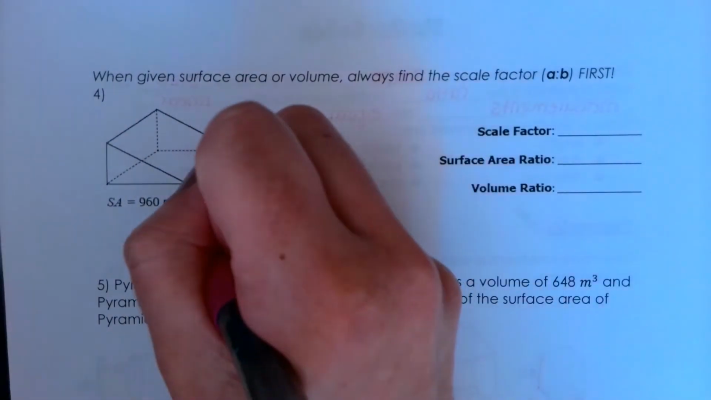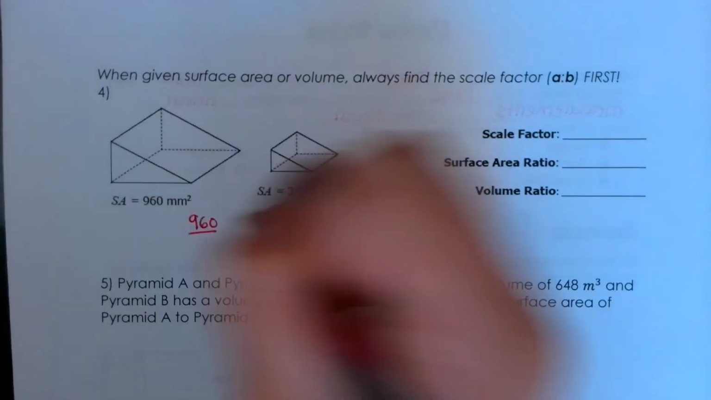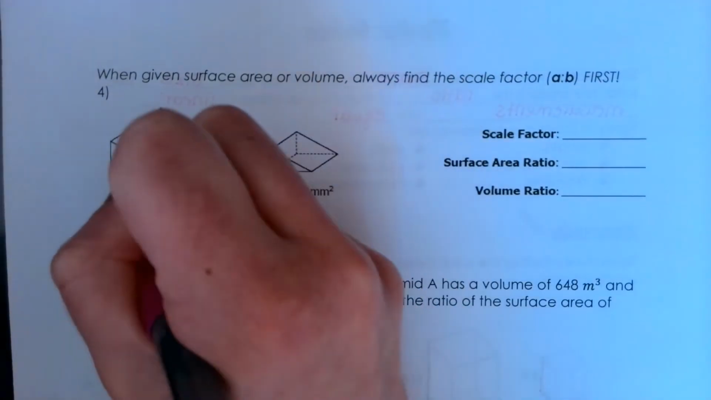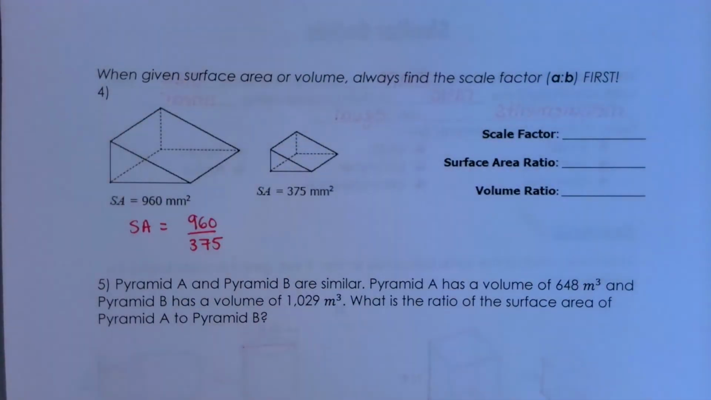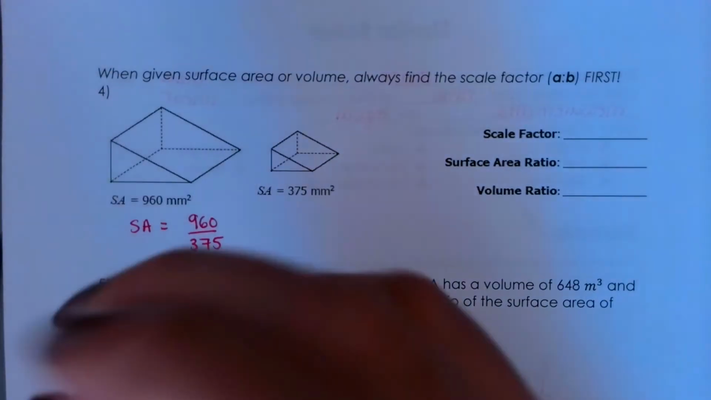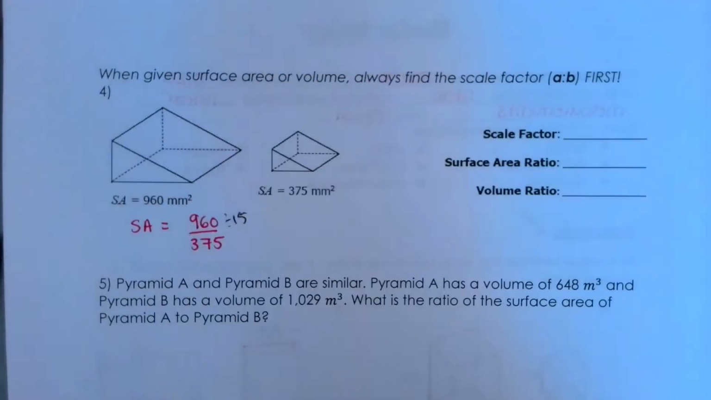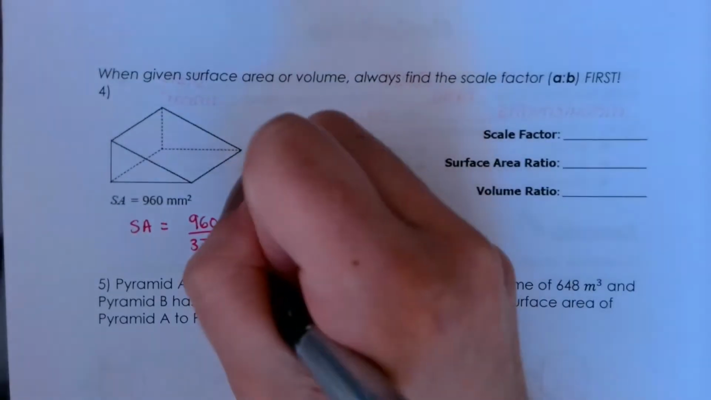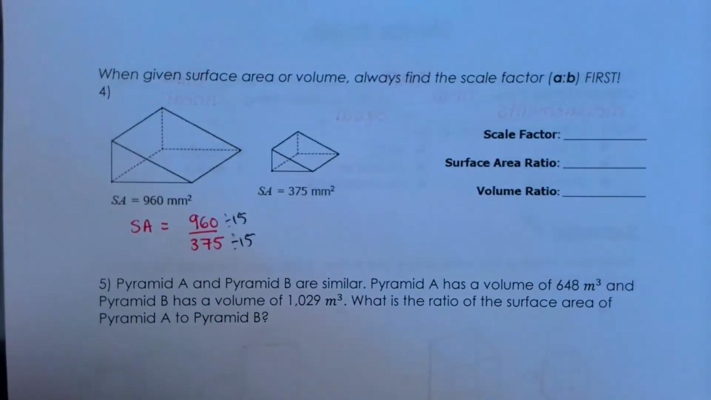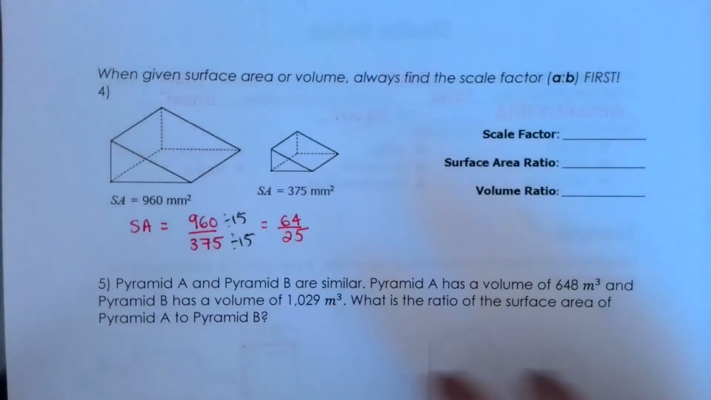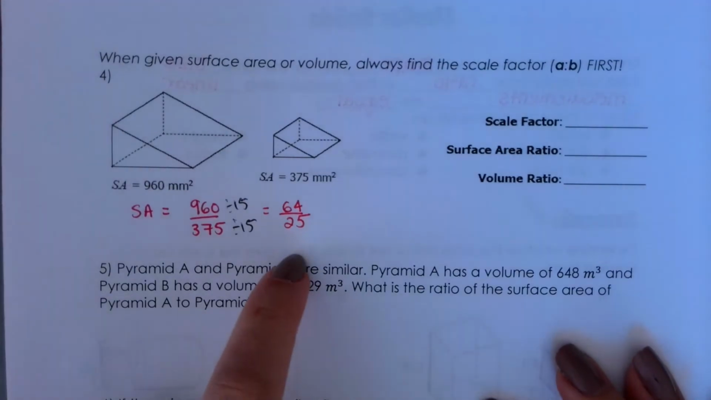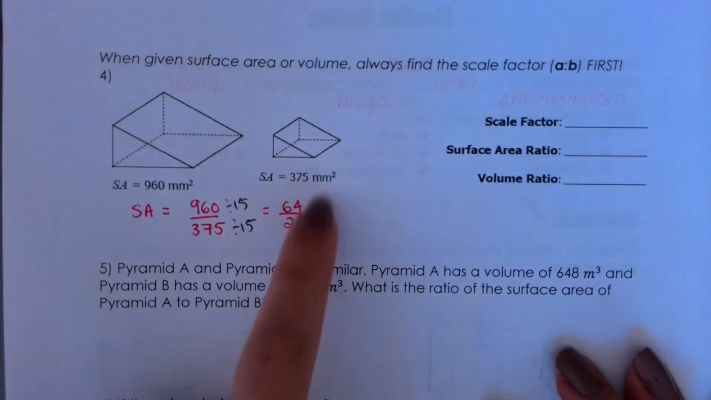We have 960 over 375. That is my surface area ratio right now. Always reduce it. Always, always, always. So if I divide both by 15, that's an ugly 15, but okay. Divide top and bottom by 15, I will get 64 over 25. And I check, can I reduce this further? Nothing else is going to divide both, so I'm done.